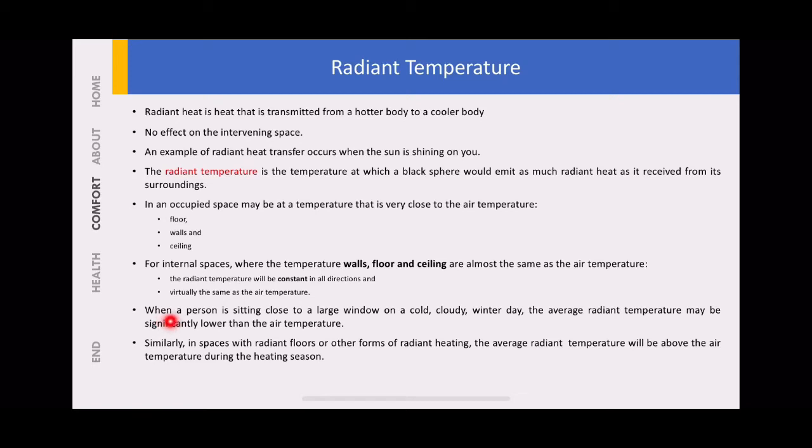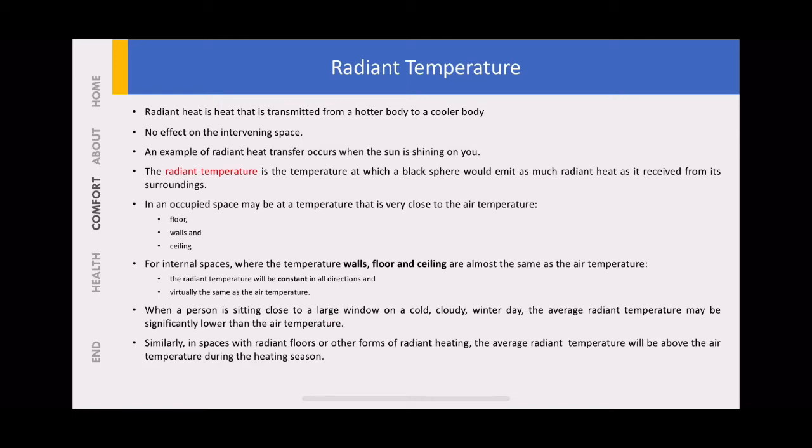right? When a person is standing or sitting close to a large window on a cold, cloudy winter day, the average radiant temperature may be slightly lower than the air temperature. That means, what is the situation? Let's say the walls, the floors, and the ceiling have different temperatures.